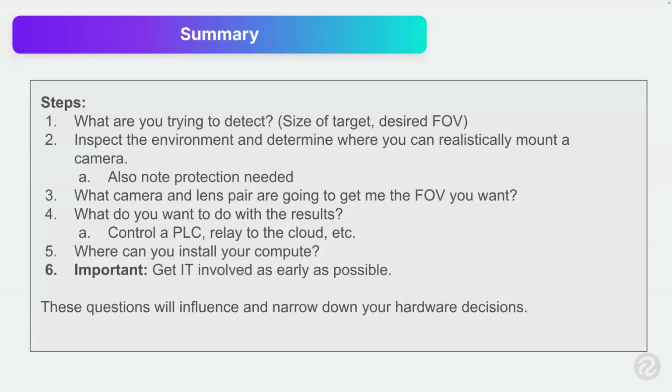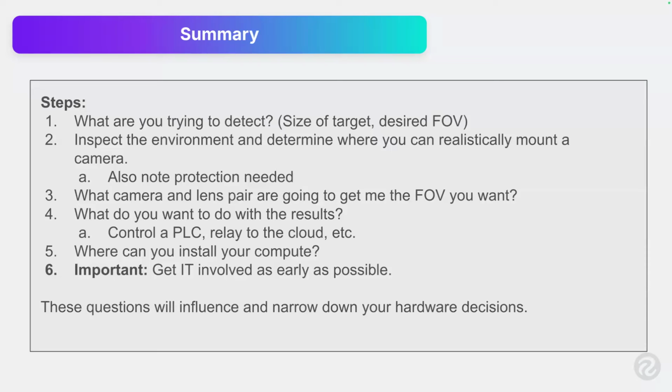So to wrap it up, here are the steps that I generally ask myself to really narrow down. What are you trying to detect? Size of target and desired field of view. What is the area around that target that I want to see? Inspect the environment and determine where you can realistically mount a camera. Note if you need protection for the camera or the compute. What camera and lens pair are going to give me the field of view that I want? What do you want to do with the results? Do I want to control a PLC? Do I want to relay the images to the cloud? And so on. And then where can you realistically install your compute?